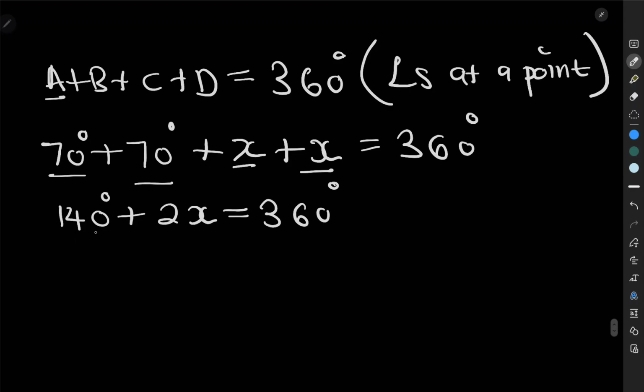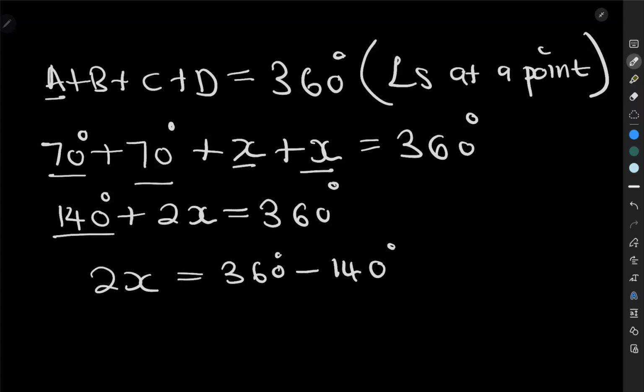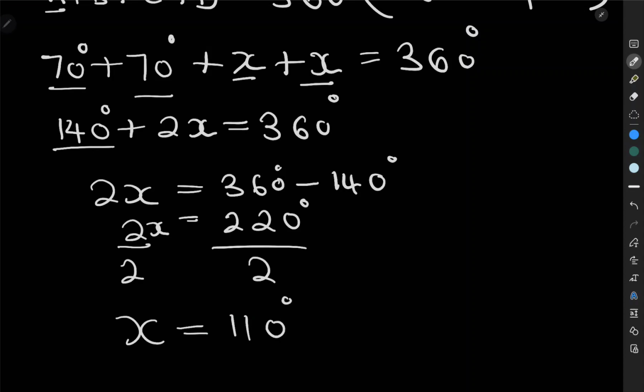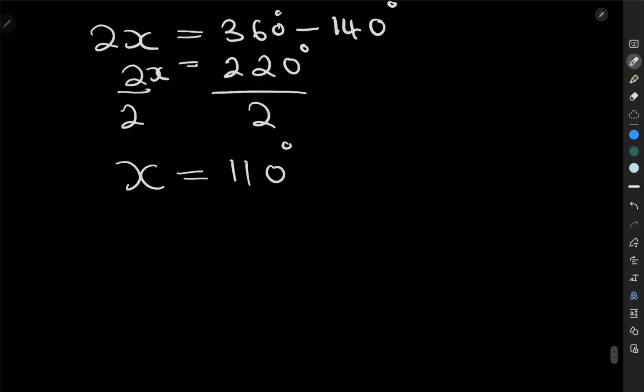Okay, so now we can transpose the 140 to the other side, and we have 2x on the left-hand side is equal to 360 minus 140. Okay, and if we subtract those two, we're going to get the value of 220. So 2x is equal to 220, and obviously to find the value of x, we need to divide both sides by 2, and the value of x in this case would be 110.